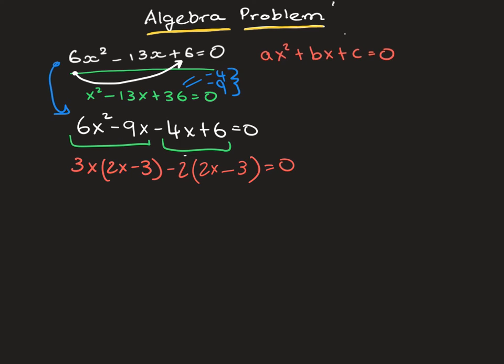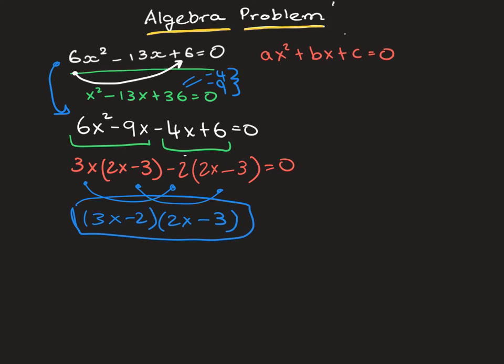So now we'll just take these two terms and make that into a factored form, and then these two and make that into a factored form. So that'll become 3x minus 2 times 2x minus 3. And this is your final answer.